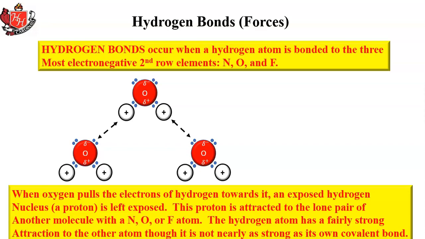The hydrogen atom has a fairly strong attraction to the other atom, though it's not nearly as strong as its own covalent bond. So if you were to look at the two plus signs, the two protons in that top water molecule there, they're most strongly bonded to their own oxygen. That's a covalent bond. That's much stronger than any kind of intermolecular force. But they are attracted over to the lone pairs of another water molecule, and that's what creates a hydrogen bond. So it has to be a hydrogen attached to an oxygen and attracted to the lone pair electrons. The lone pair are the two electrons that don't have anything attached to them. They have to be attracted to the lone pair of another water molecule.